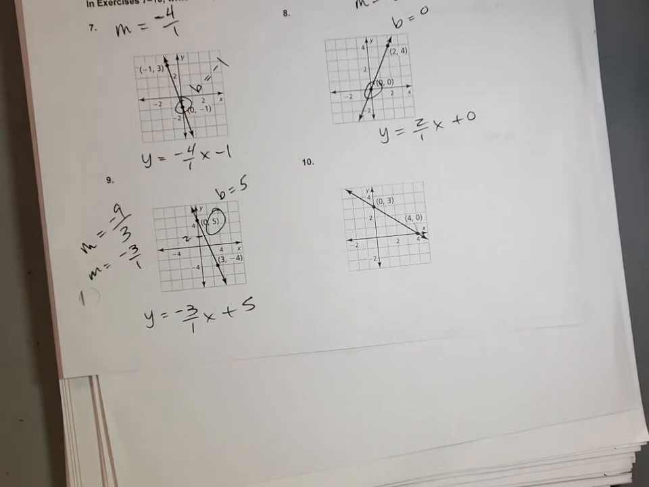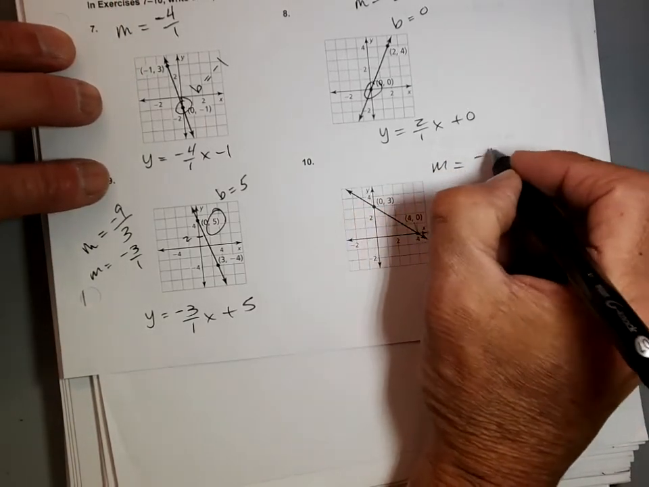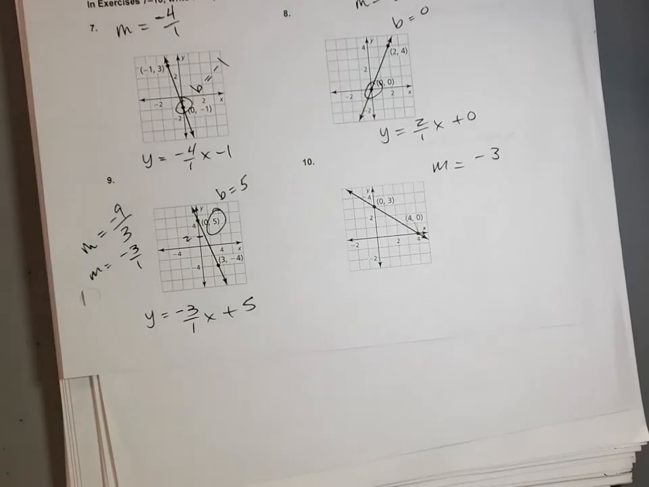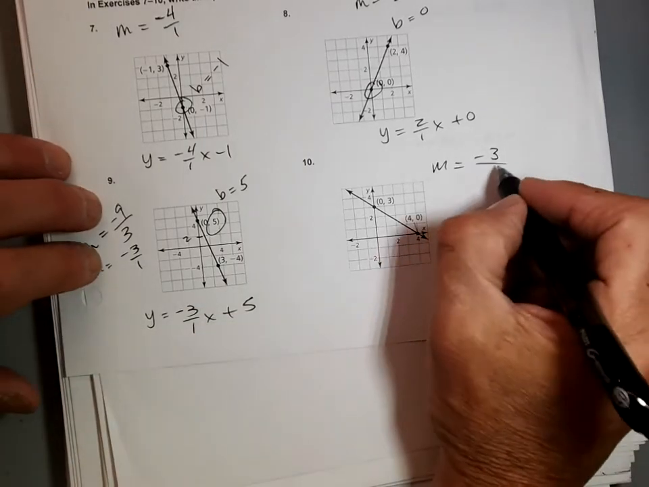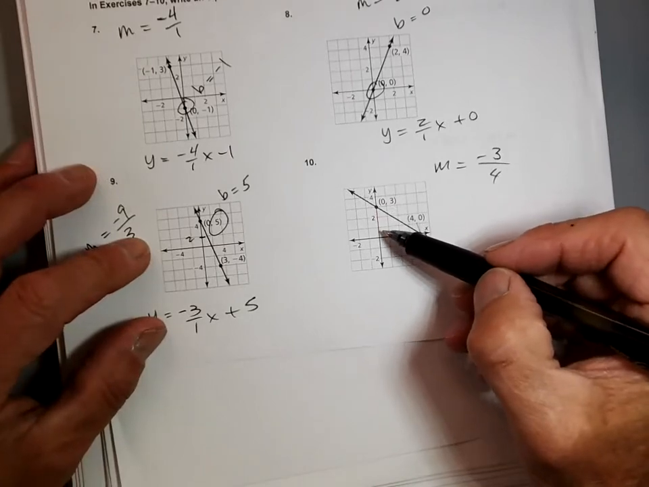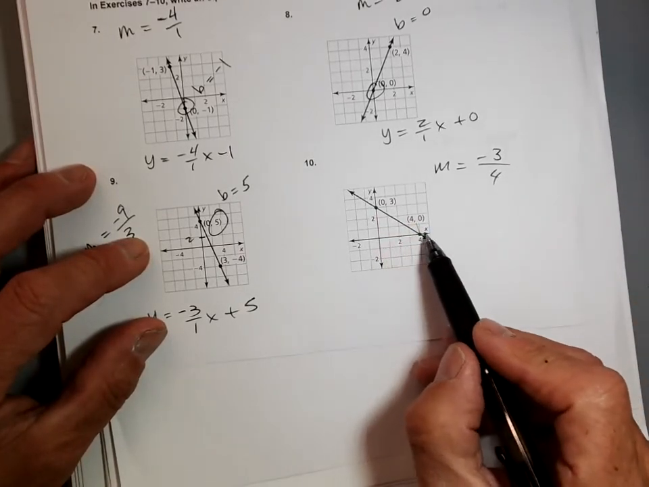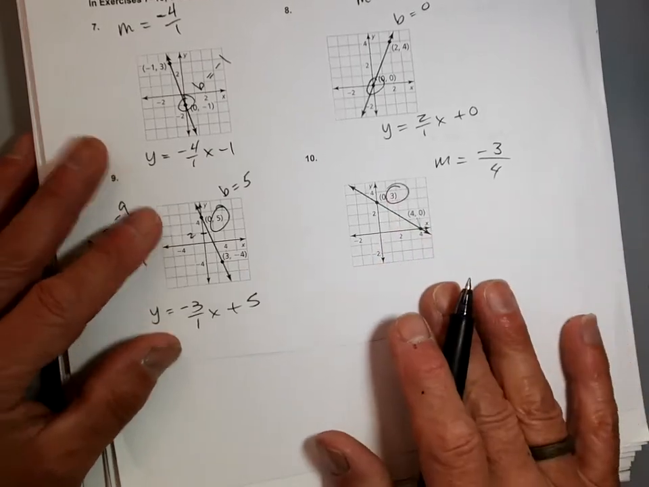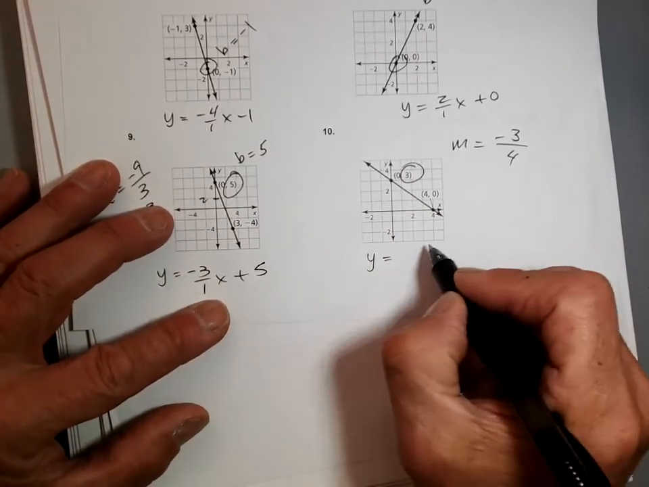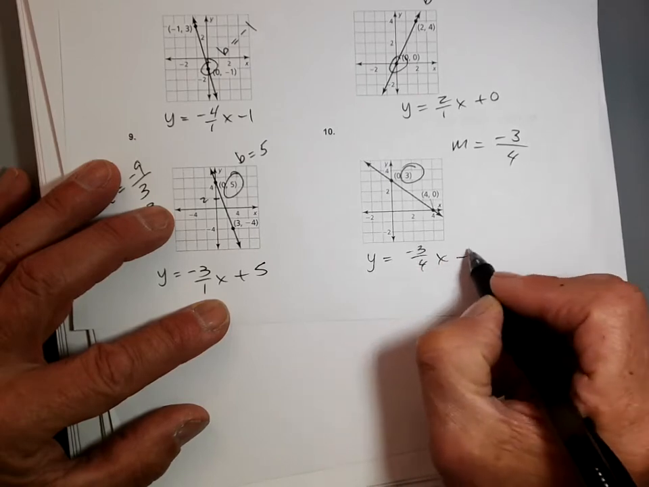If I go from a height of 3 to a height of 0, how much do I drop? 3. So these are going down 3. So my slope is down 3. And if I went from an x value of 0 to an x value of 4, I went over 4. There's my slope. Or you can count it. Down 1, 2, 3 over 1, 2, 3, 4. My y-intercept is at 3, right? So I'm going to y equals negative 3 fourths x plus 3.